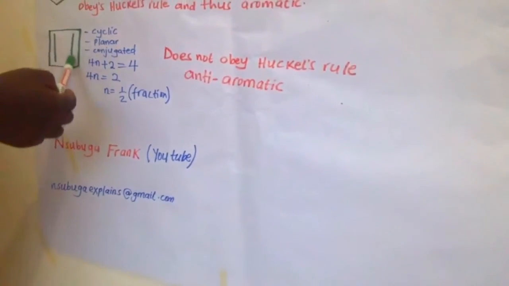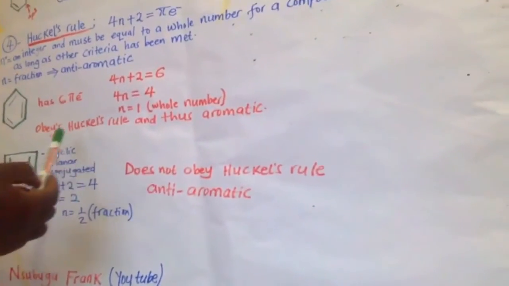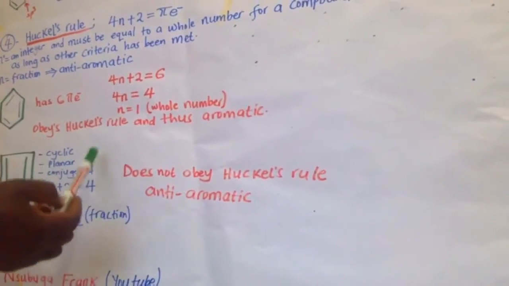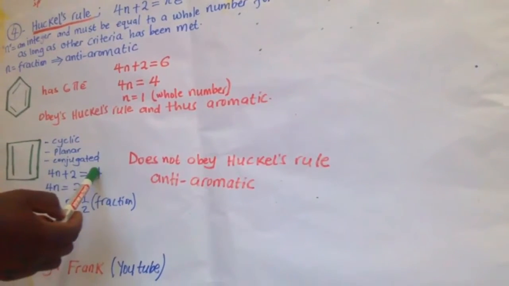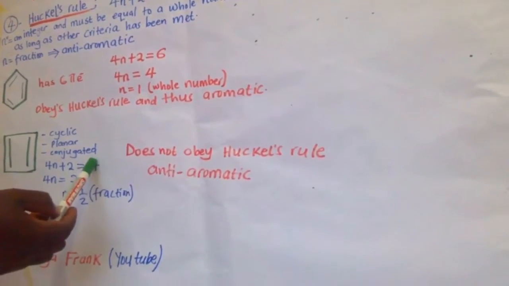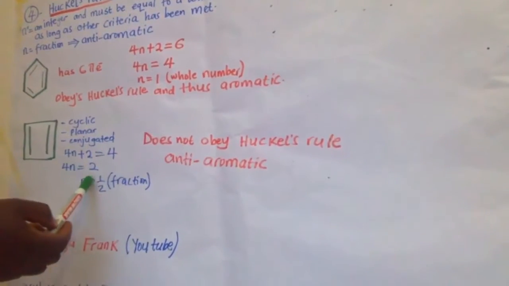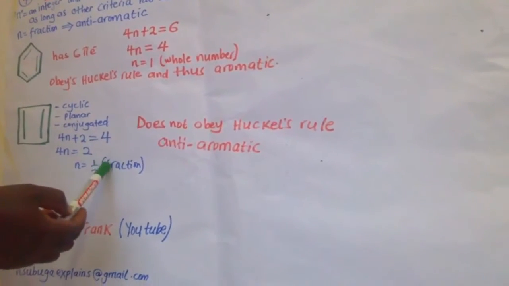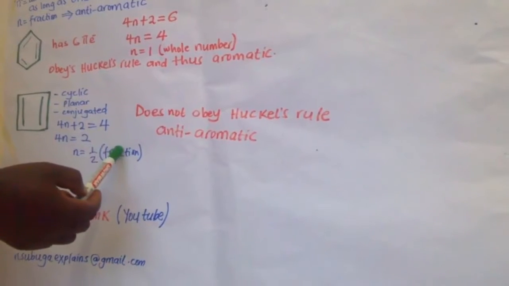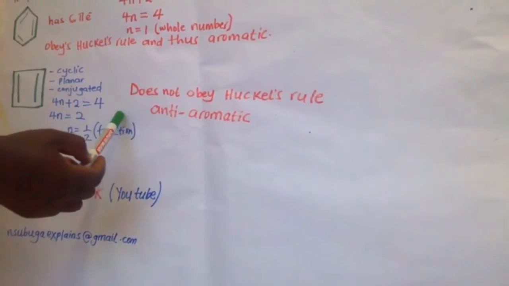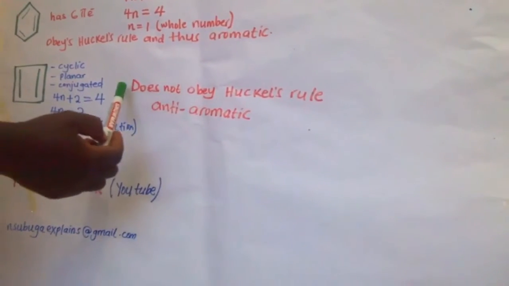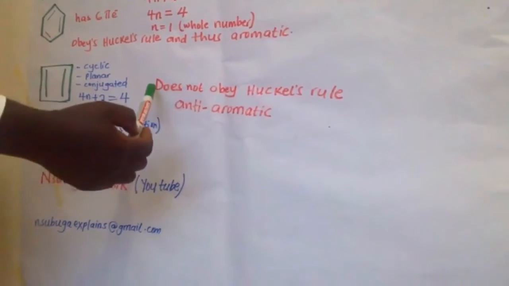Then our compound down here is cyclic, planar, and conjugated. Then 4n plus 2 is equal to 4. It has 4 pi electrons. So our n is equal to a half. A half is a fraction. Therefore, this compound here is not aromatic. It is anti-aromatic because it does not obey Huckel's rule.